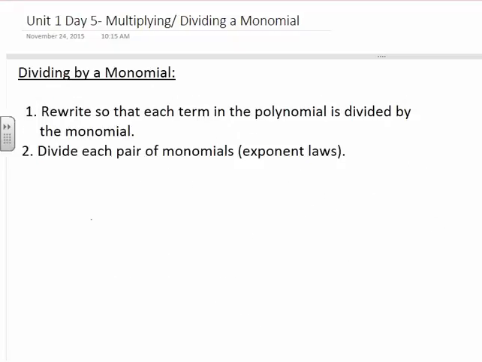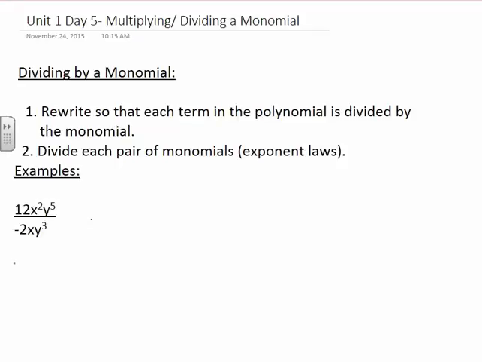Now to learn how to divide by a monomial. The steps are as follows. So first you want to rewrite the question so that each term in the polynomial is divided by the monomial. Then you divide each pair of monomials using your exponent laws. Let's look at an example here. We have 12x squared y^5 divided by negative 2xy cubed. So each term in the polynomial is already being divided by the monomial because there's only one term.